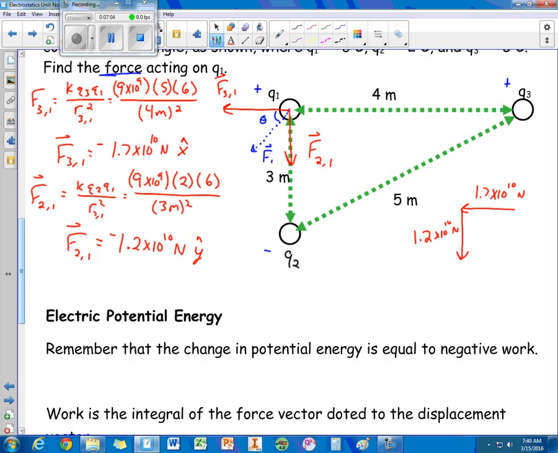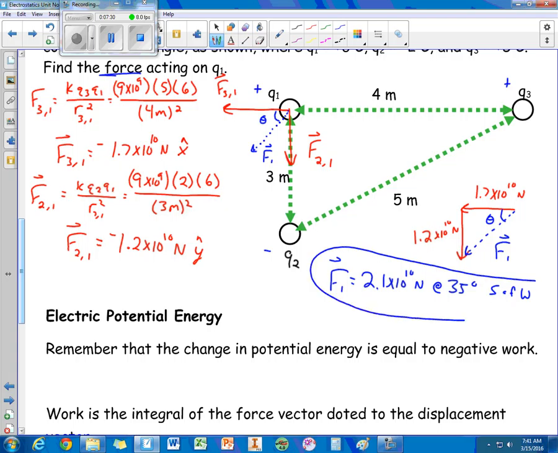And then my force acting on particle 1, I just use the Pythagorean theorem and then inverse tangent. So this force acting on particle 1 will be 2.1 times 10 to the 10th newtons at an angle of 35 degrees, and I'll call it south of west. You could also call it below the negative x-axis if you wanted to. You can do any kind of thing that you want. That is electrical force. So very, very similar to gravitational forces.